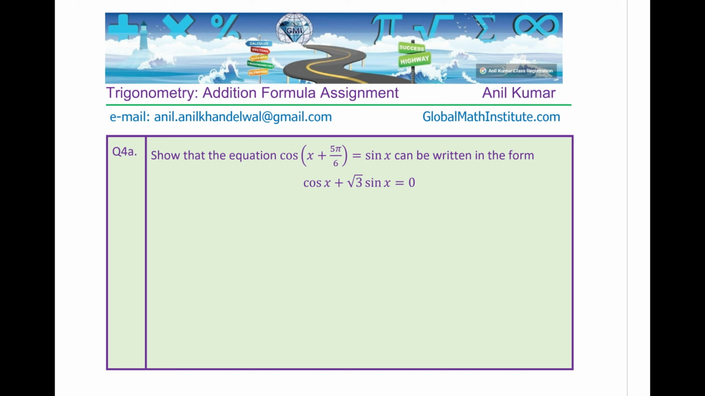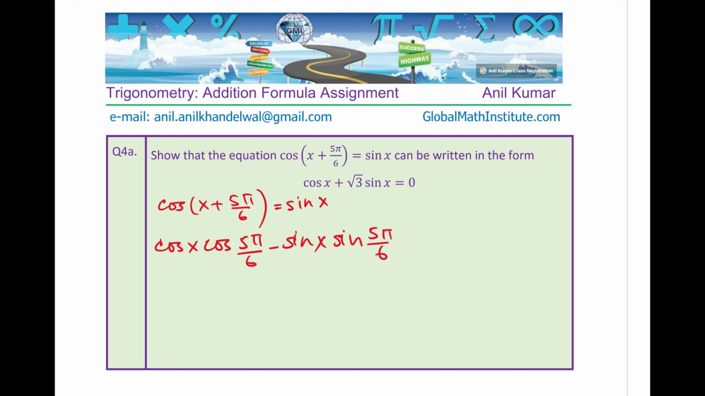So let's work on this, which is cos of x plus 5 pi by 6 equals to sin x. Now expanding cos of x plus 5 pi by 6, what do we get? We get cos x cos 5 pi by 6 minus sin x sine of 5 pi by 6, and that should be equal to sin x. Let's find the value of cos 5 pi by 6.